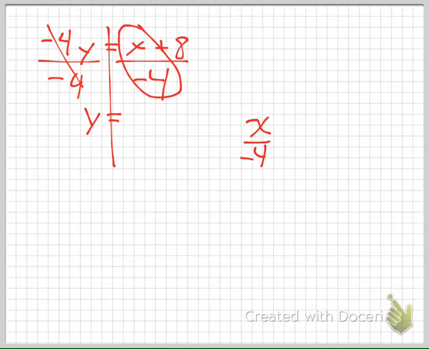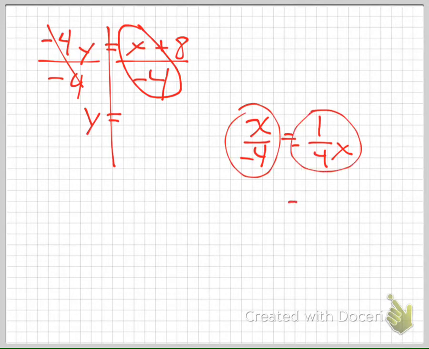Negative 4x? No, you can't change that. Right now, x is being divided by negative 4. So what's another way of writing that so that it looks like this? What about this? Pay attention. Negative 1/4 x. What's the difference between x over negative 4 and negative 1/4 x? What is negative 1/4 times x over 1?